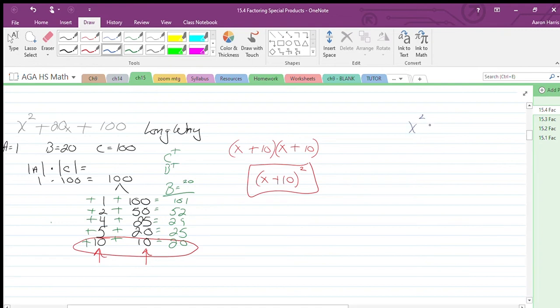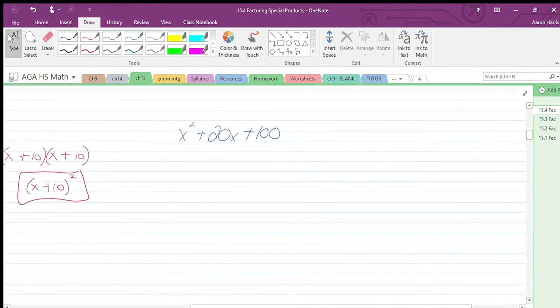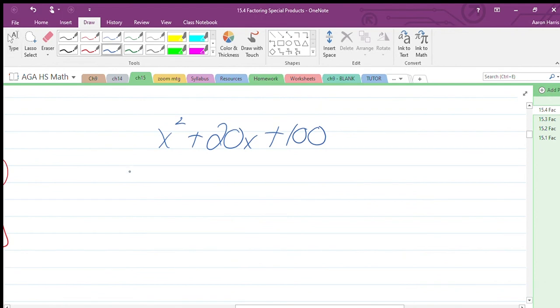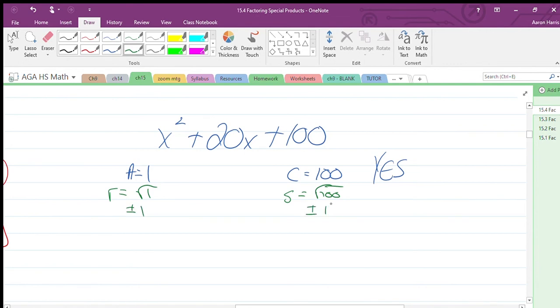But if I took, let's say, 5 seconds, and I just looked at A and C. So A is equal to 1. C is equal to what? 100. Are they perfect squares? Immediately you would say what? Yes. Since they are perfect squares, that means that R is equal to what? Square root of 1. S is equal to what? Square root of 100. With that being said, I get a plus or minus 1. I get a plus or minus 10. 2 times a positive 1 and 2 times a positive 10 get me to what? 20. That's my B. So I'm done.